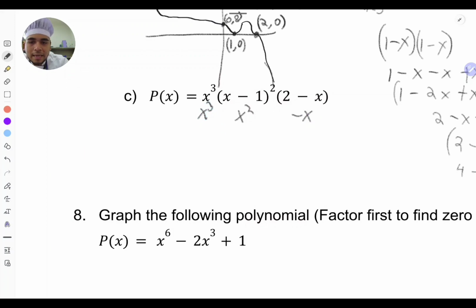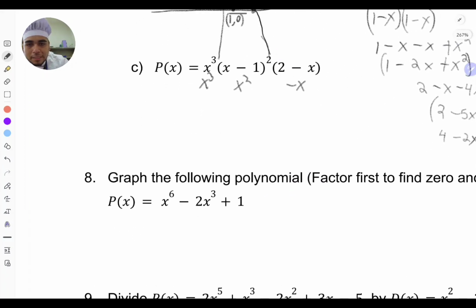So in that sense, we have x cubed times x squared times negative x. Of course, multiplying these together, this is x to the 5th times negative x, which means that this is negative x to the 6th. Okay, so there we go. If we were to expand this right here, our leading term would be negative x to the sixth.